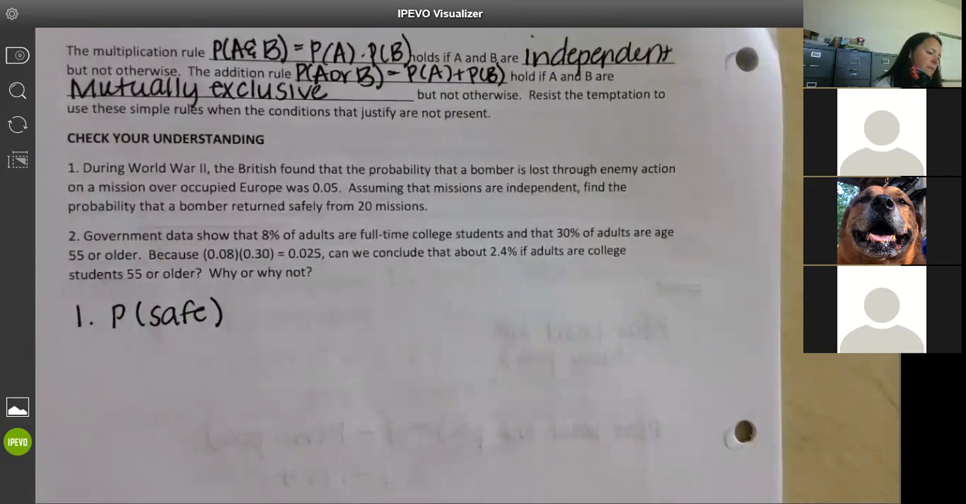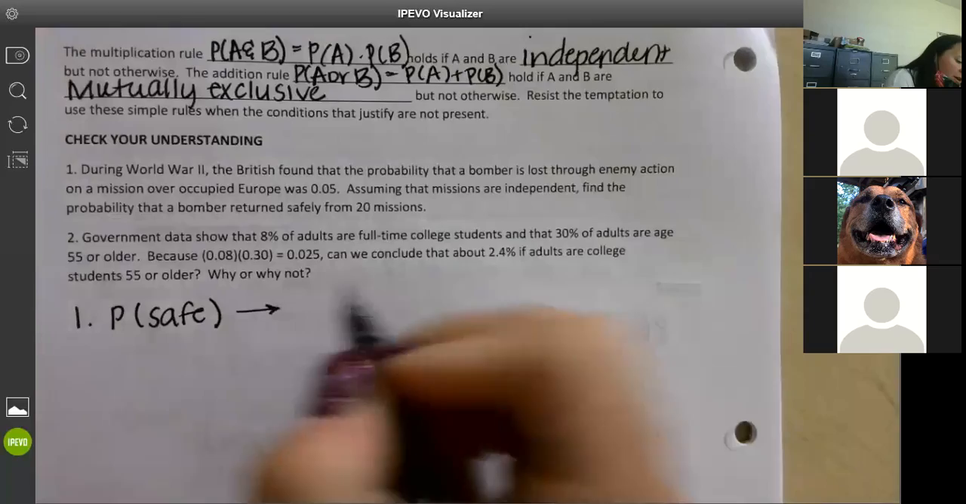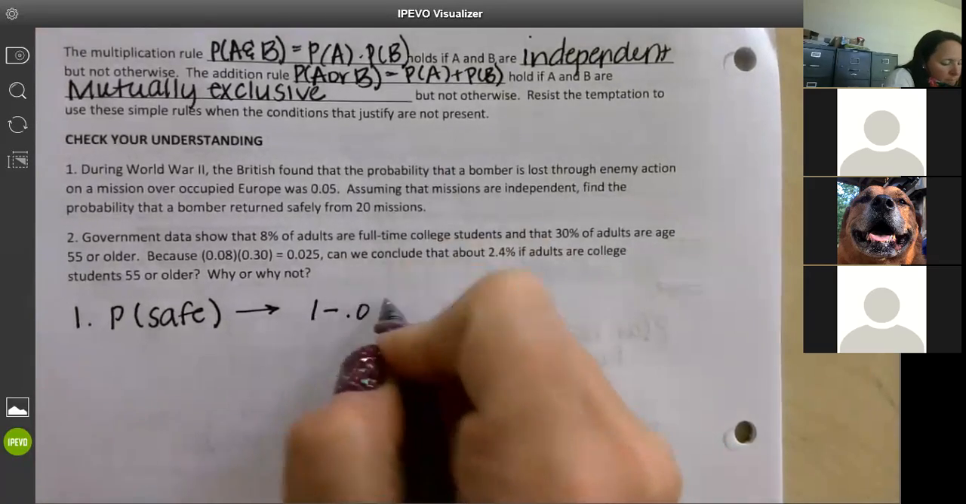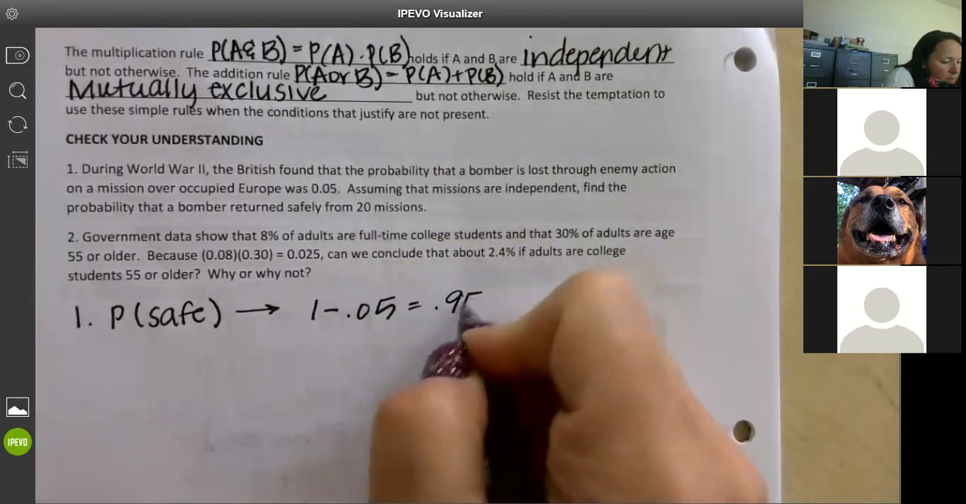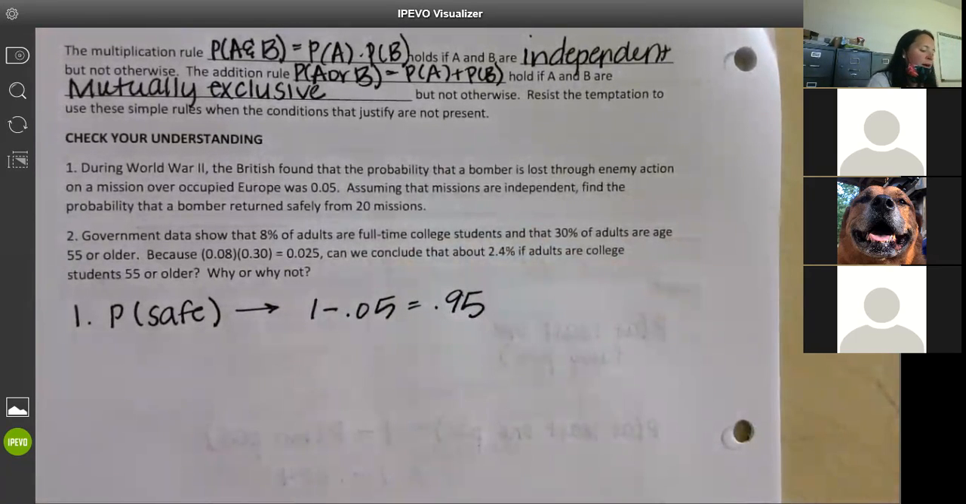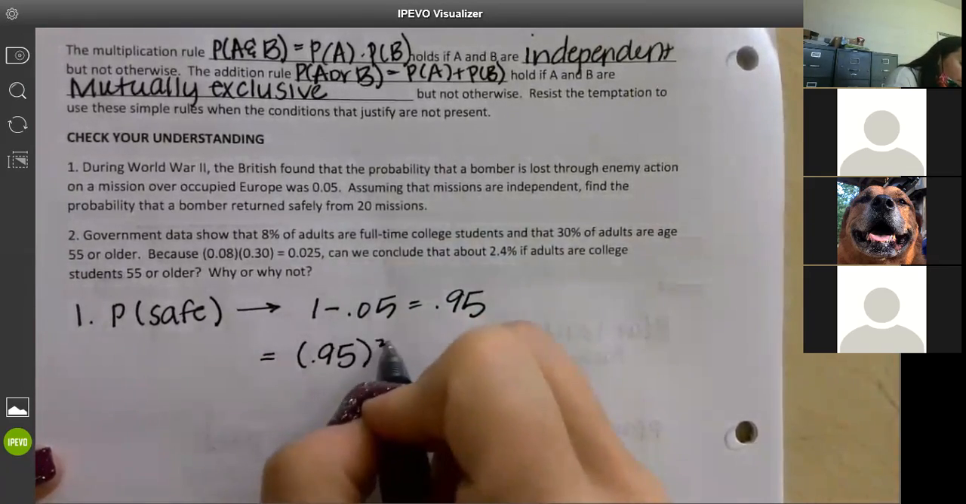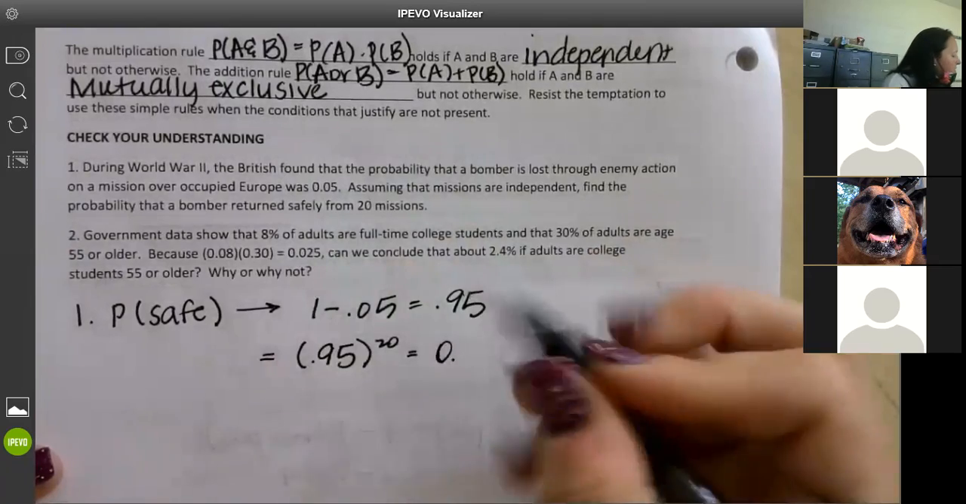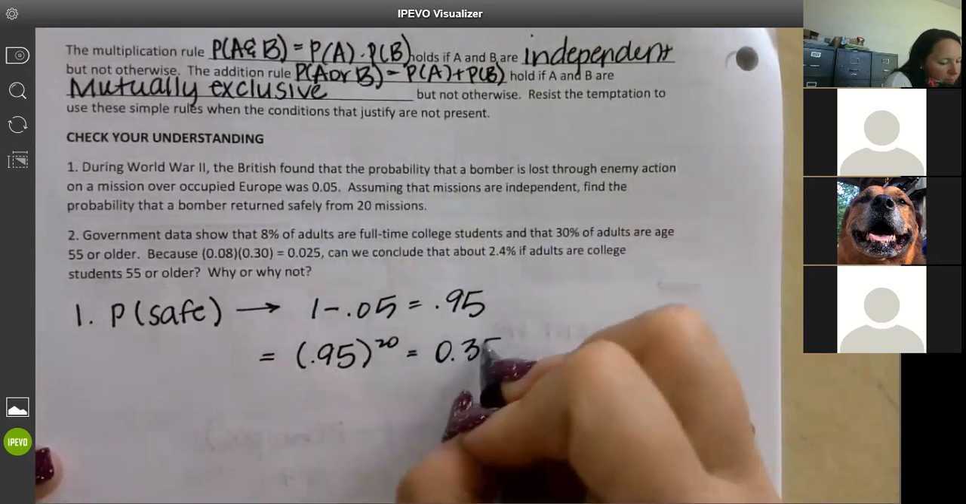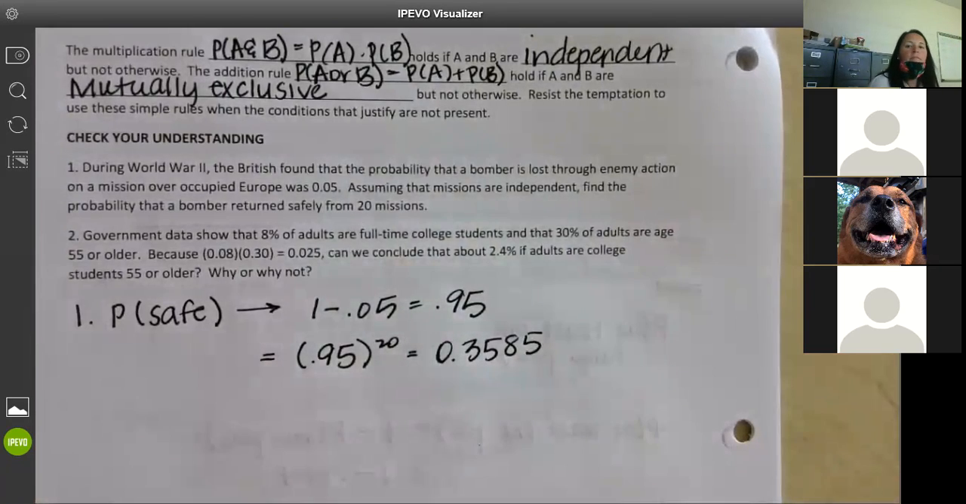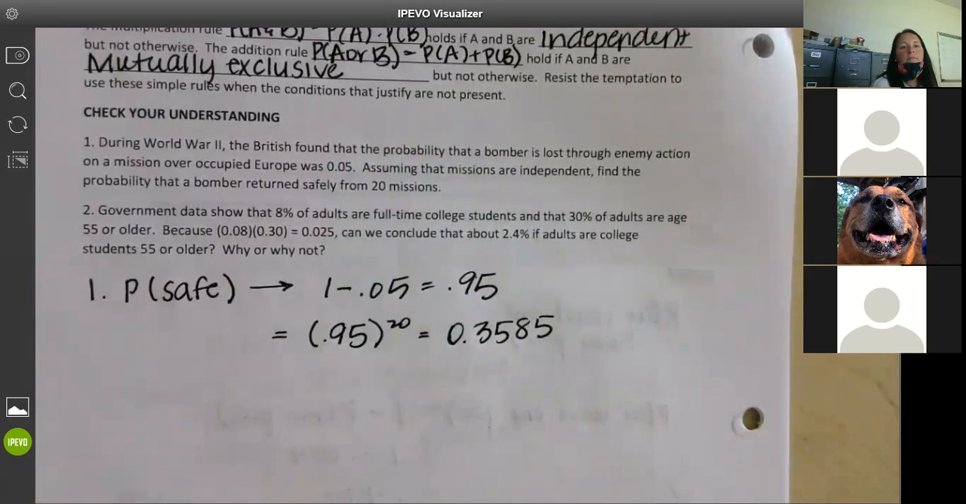All right. So the probability they gave us is that the bomber is lost. So what is the probability that they're safe? 0.95. How do you get that? Subtract it from 1. But they went on 20 missions. So now what do I have to do? Power to the 20. And that gives us 0.3585. Is everybody good? So watch this.